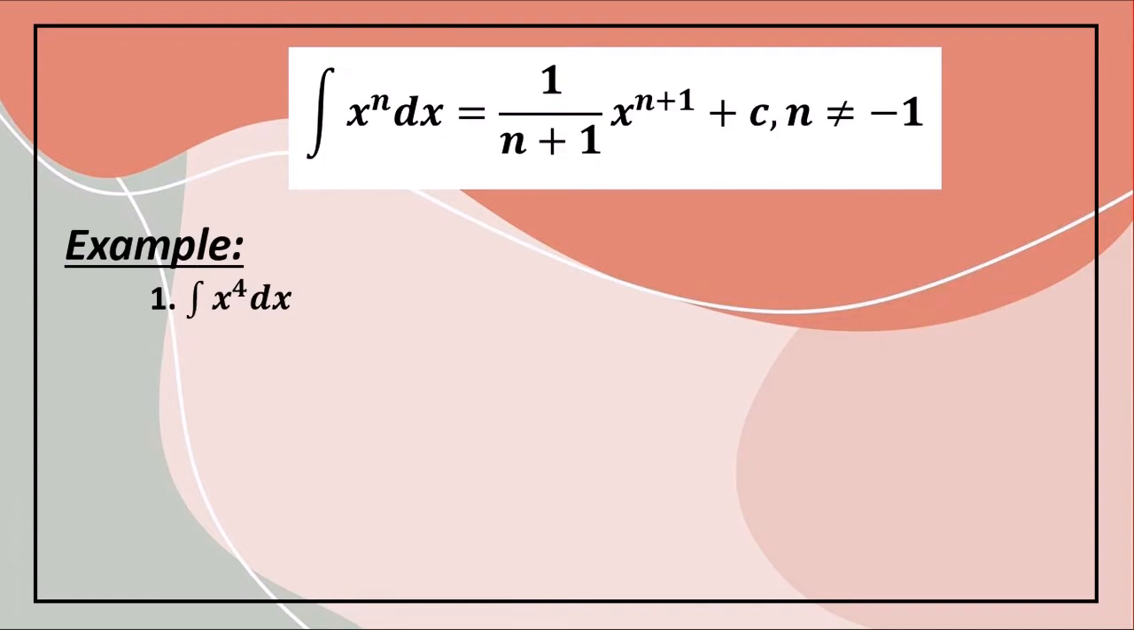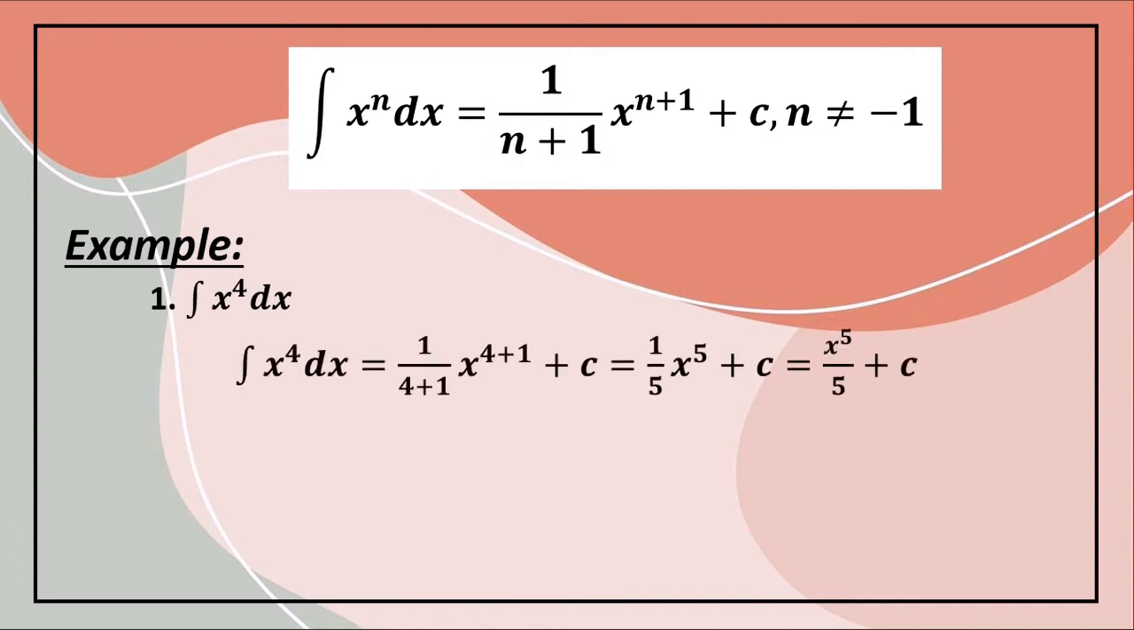Let's have an example. The indefinite integral of x raised to the power of 4 dx. 4 here is the value of n. So it will be 1 over 4 plus 1 times x raised to the power of 4 plus 1 plus c equals 1 over 5 x raised to the power of 5 plus c. Simplify, so our answer will be x raised to the power of 5 over 5 plus c.